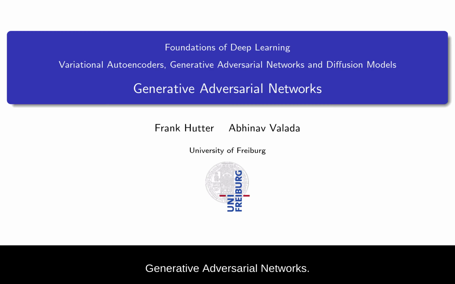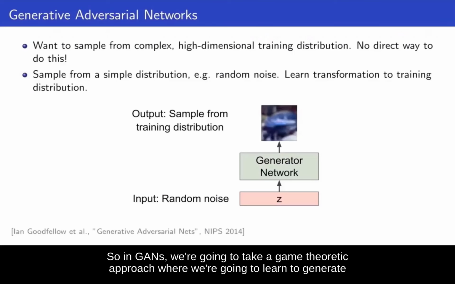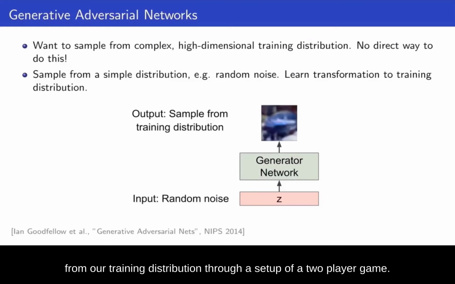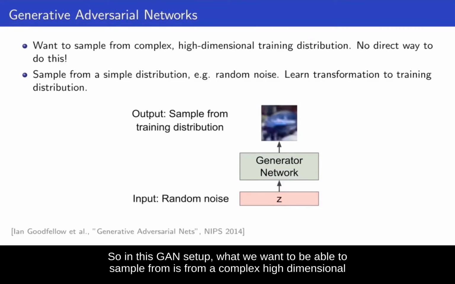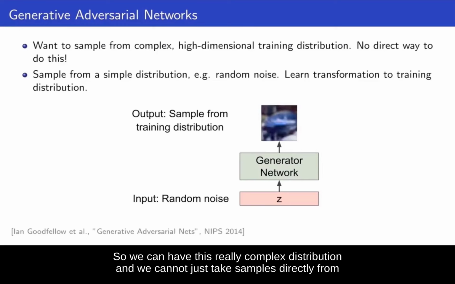Generative Adversarial Networks. In GANs, we're going to take a game theoretic approach where we learn to generate from our training distribution through a setup of a two-player game. What we want to be able to sample from is a complex high-dimensional training distribution, and there is no direct way that we can do this. We have this really complex distribution and we cannot just take samples directly from it.